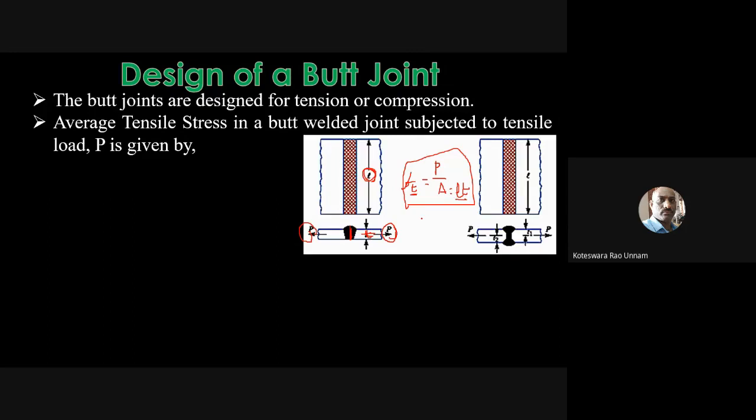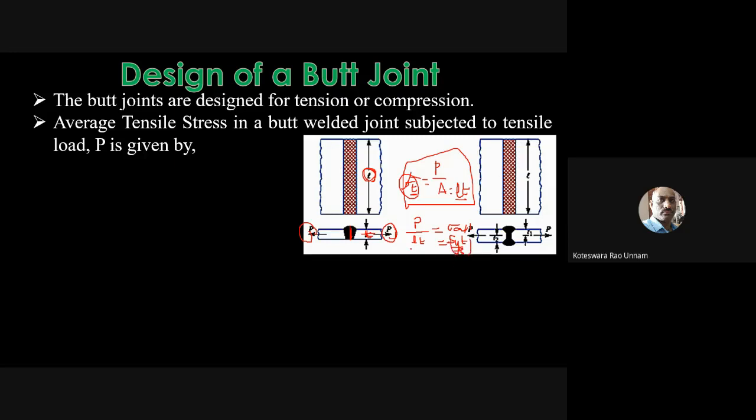Now if I want to design this, I need to take the expression for sigma t, P by L t, and equate it to the allowable stress. Therefore P by L t is equal to sigma allowable. This sigma allowable may be S_ut by Fs or S_yt by Fs, depending upon the type of material you are using.